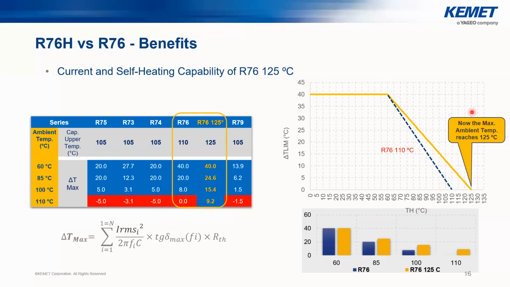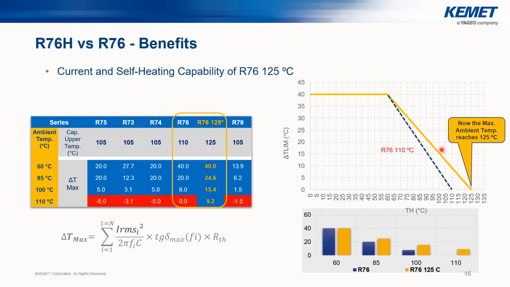On the right side of the slide, we see the difference of the self-heating between the R76H, which is the yellow curve, and the R76 standard one, which is in dotted blue. So here we see the difference that it starts at 60 degrees. That means if your operating temperature is below 60 degrees, you won't see any difference from the performance point of view on the current between these two series. However, as the operating temperature increases, we will have a better performance with the R76H.